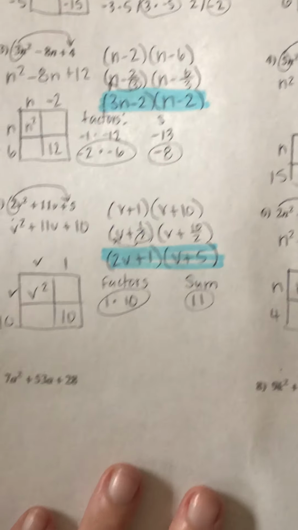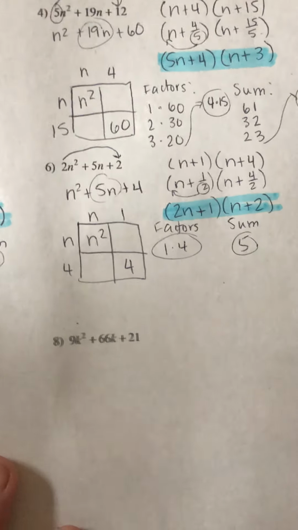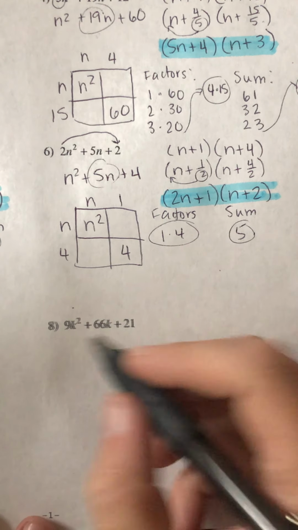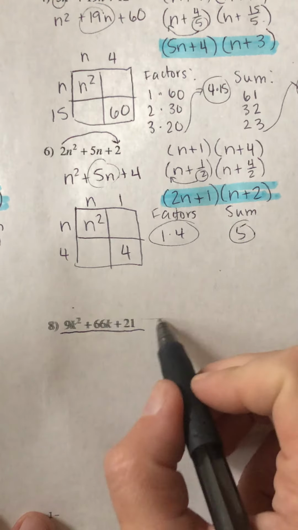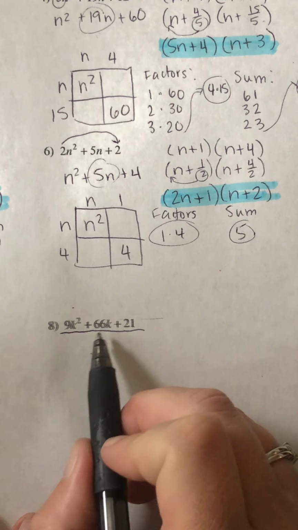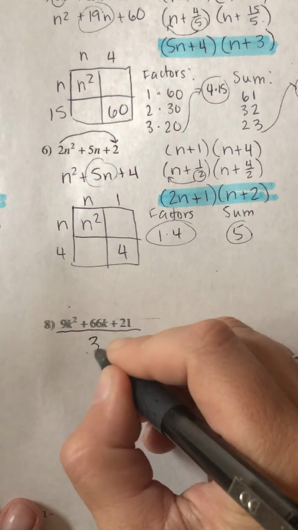I've allowed you to skip number 7. It's just working with some numbers that are a little bit bigger. And number 8 is going to be a little different than normal. When you see these big numbers and you really don't want to work with big numbers, there is something that you can do. If you can find a common factor, you can divide everything by that common factor first. So I see 9, 66, and 21. And my first thought is I'm going to want to divide all of these by 3.